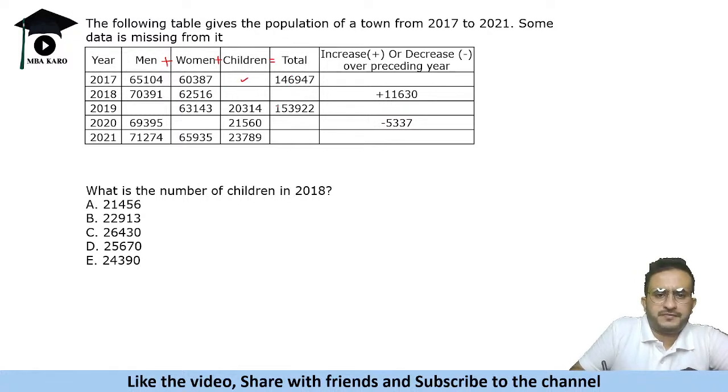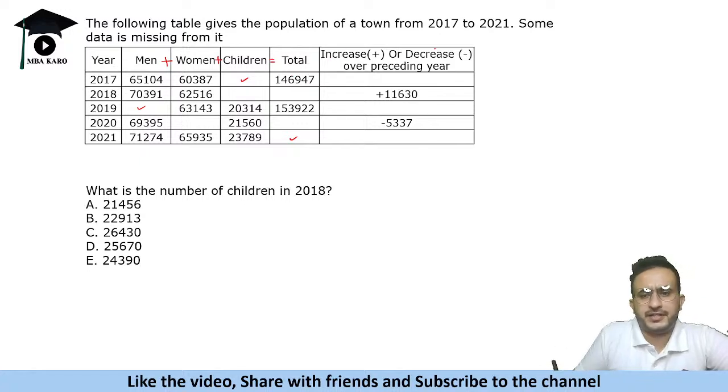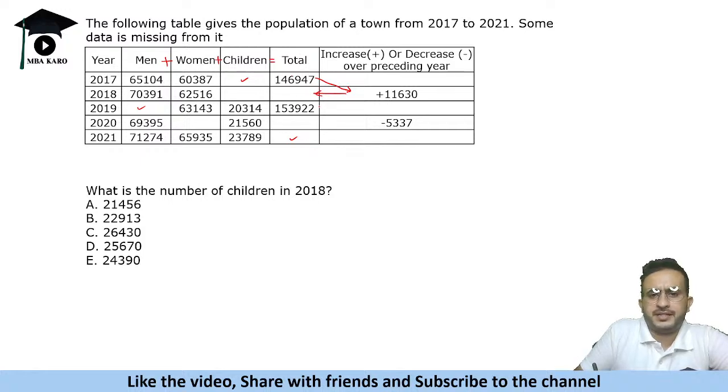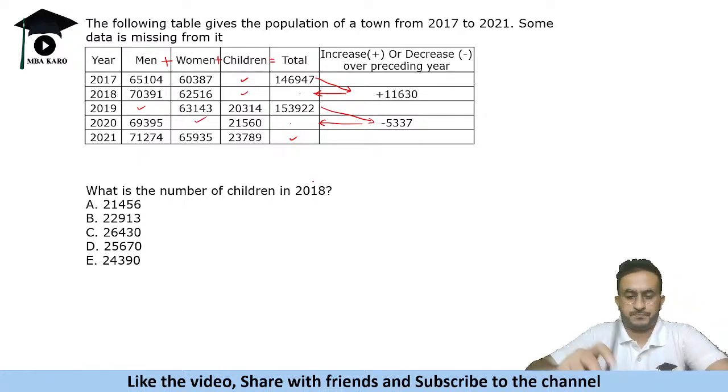Okay, similarly, we know the total, we can find the number of men here, we can find the total here. Now we are given increase or decrease over the preceding year. Increase means this population has increased, so if you add this, you get this value. Similarly, here the decrease is given, so we will subtract this, we will get this value. So if we know this value, we can find this also. If we know this value, we can find this also.